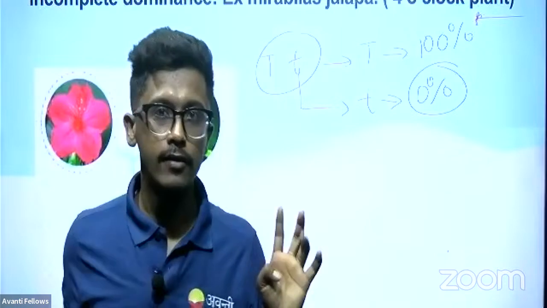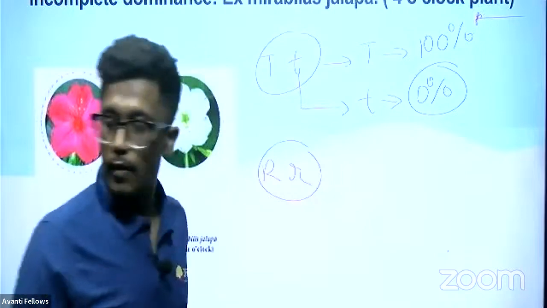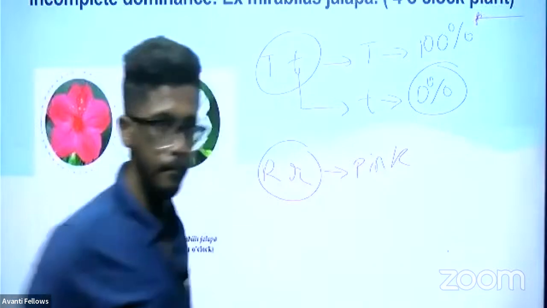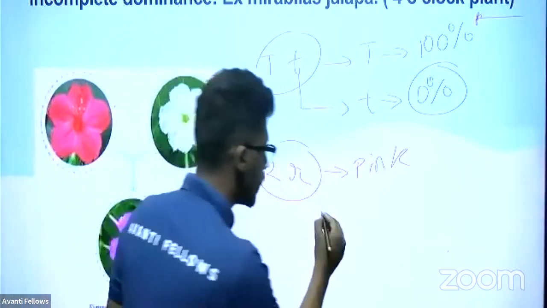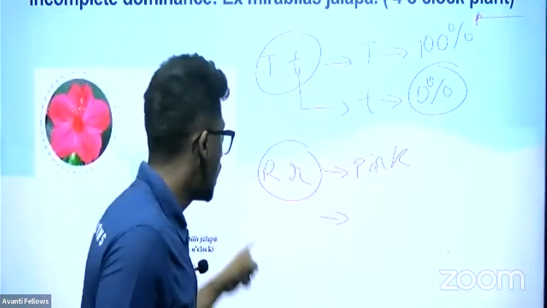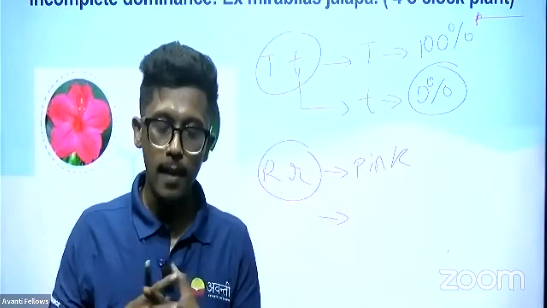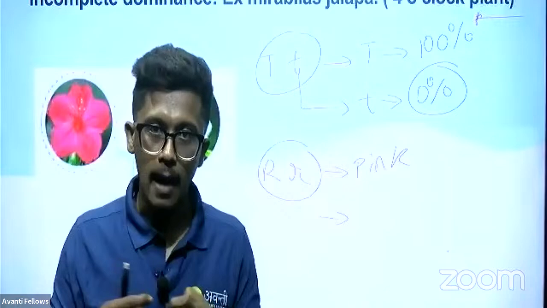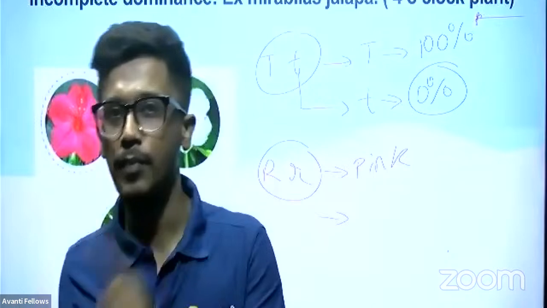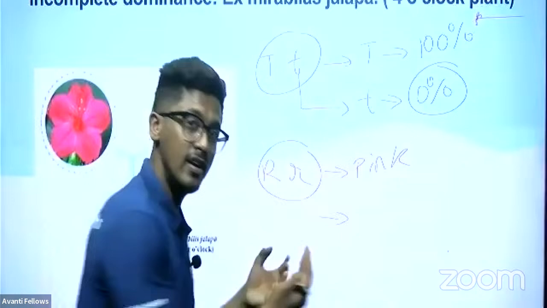This is the one situation, guys. Second situation, we have a capital R and small r situation, whereas in the pink color plant, in the pink color, what is happening here? Capital R is also producing some protein, small r is also producing some protein. But their combined effect is seen. They are not independently expressing, they are combinedly expressing. So their expression is interdependent.